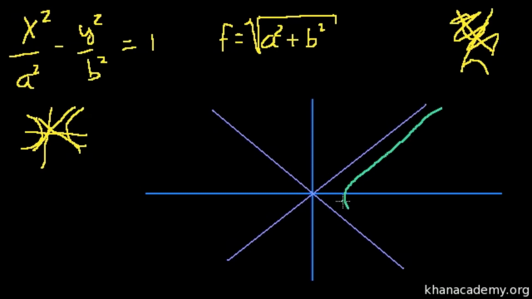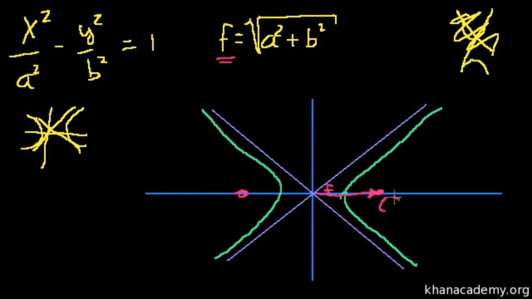It's going to intersect at a comma 0 right there, and then intersect at minus a comma 0. We saw all of this in the previous video. And then the focus points are going to sit out here someplace, there and there. And the focal length, the square root of a squared plus b squared, is just this distance right here. That distance is the focal length. So this is going to be the point f comma 0, and this is going to be the point minus f comma 0.